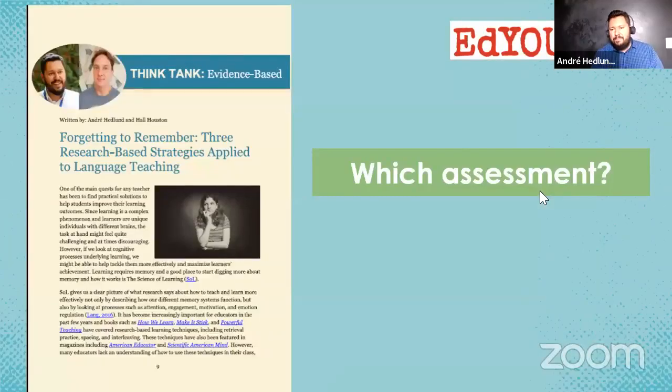And then to wrap up, I can share with you, and then of course you can ask questions, I can share with you the different types of assessment that you can do. So this is one of the papers. It's an article that I wrote with my colleague, Houston, and we talk about evidence-based strategies to help your students learn more effectively.